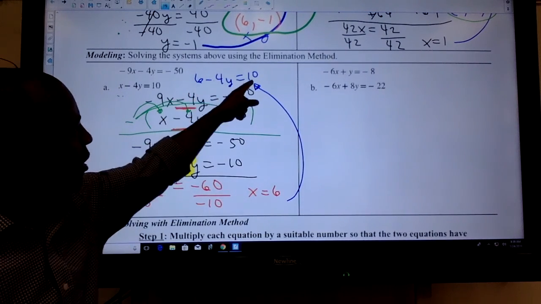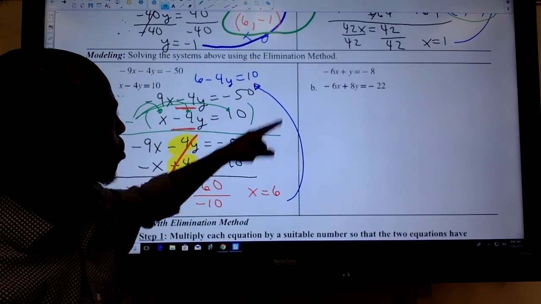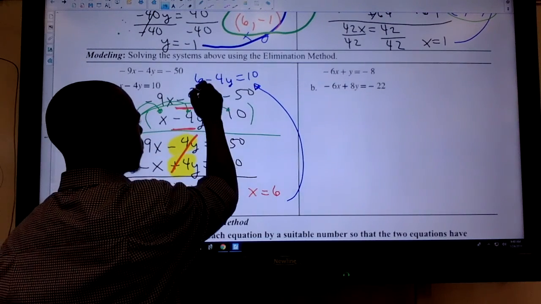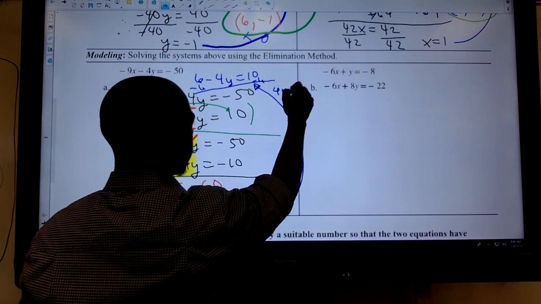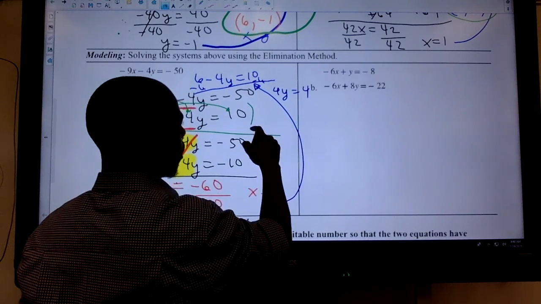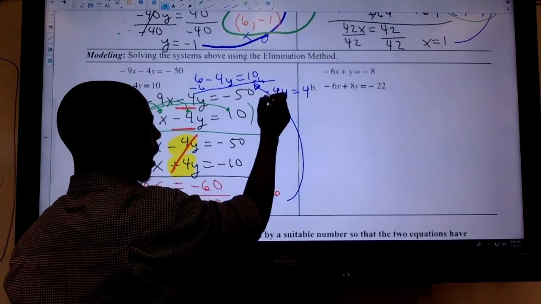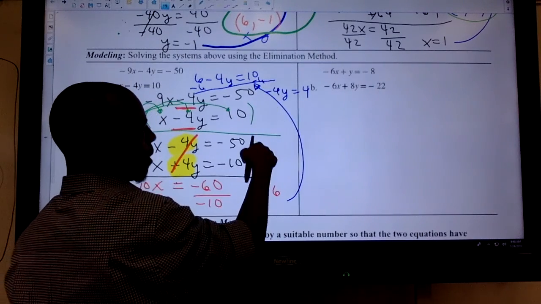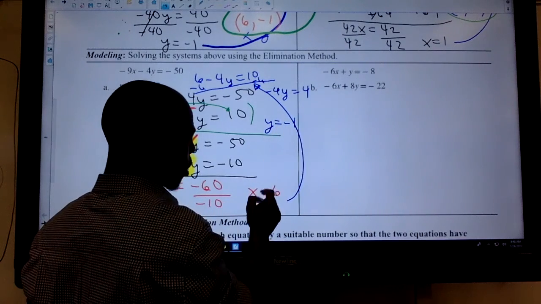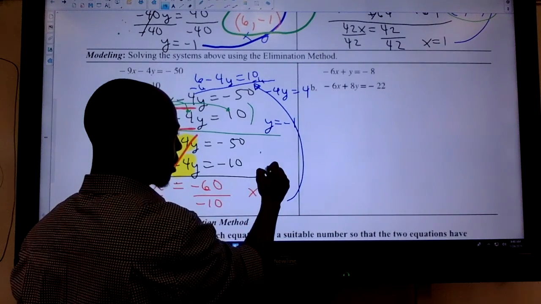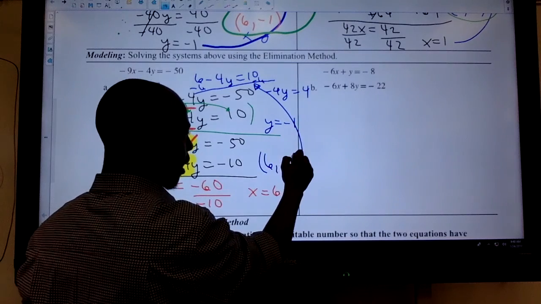I subtract 6 from both sides. When you subtract 6 from both sides, what do you end up getting? You get 4y is equal to 4. I'm sorry, negative 4y is equal to 4. Now I divide by negative 4, I get y is equal to negative 1. So my solution down here says the solution has to be 6, negative 1.